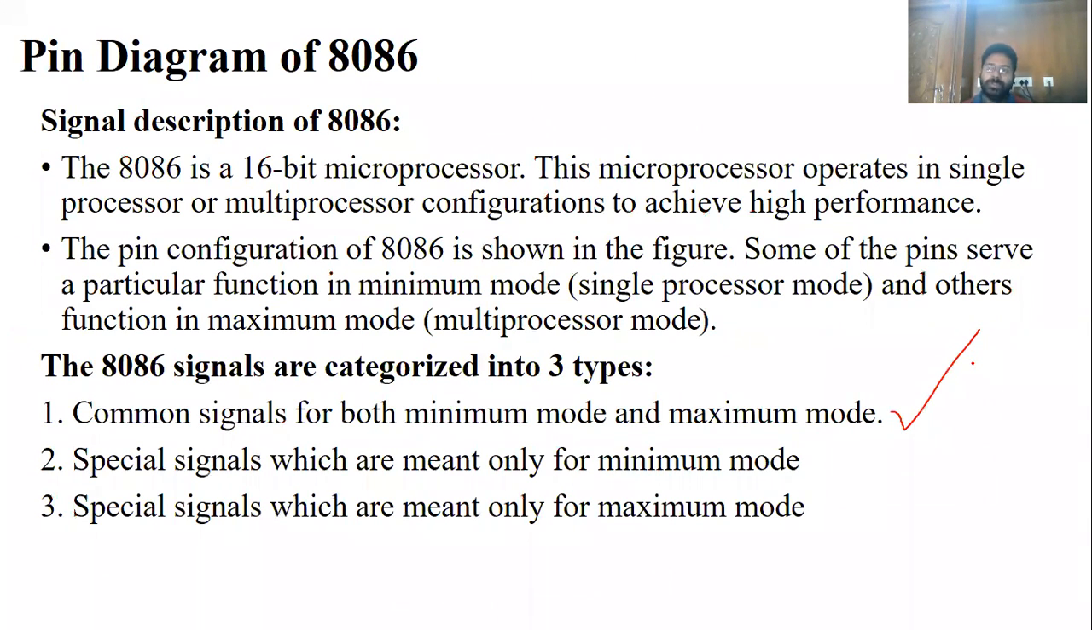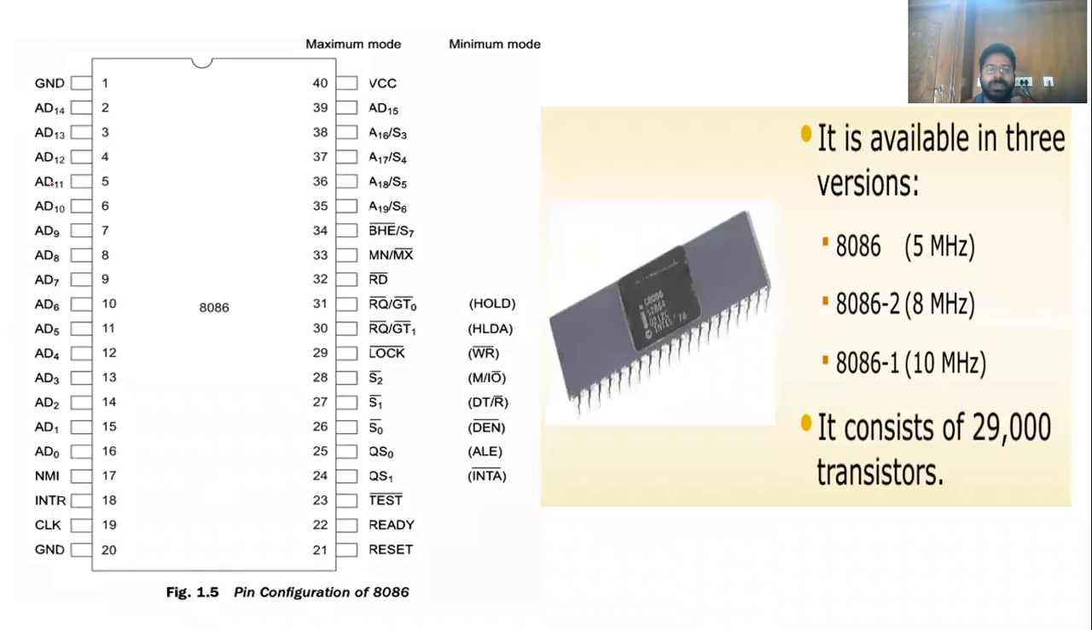The pins that are common in both maximum mode and minimum mode, the pins that are available only in minimum mode, and the pins that are available only in maximum mode. So this is the basic pin diagram of the 8086 microprocessor. It has 40 pins. Remember, these are the 40 pins.